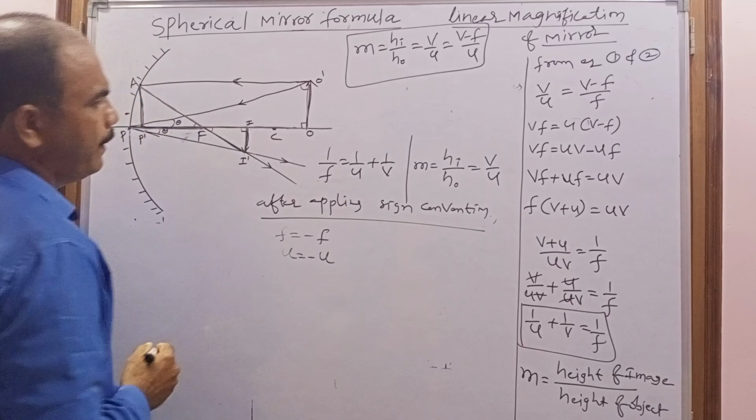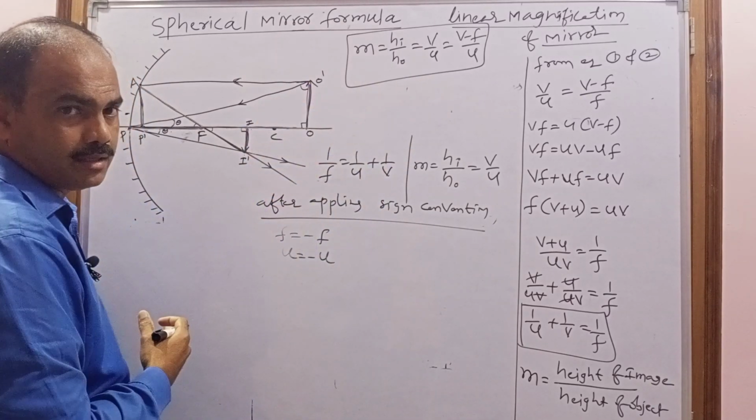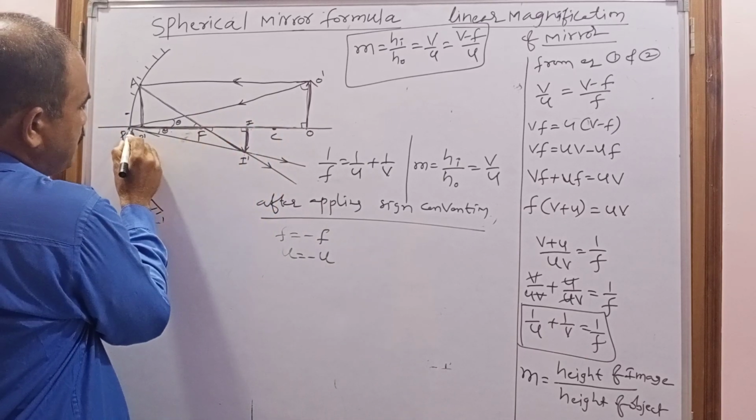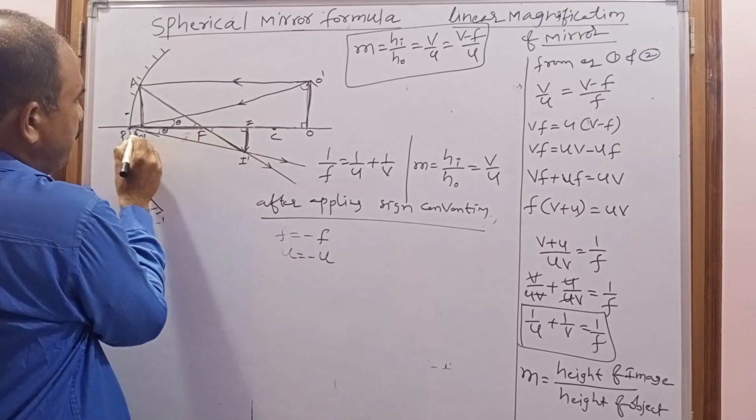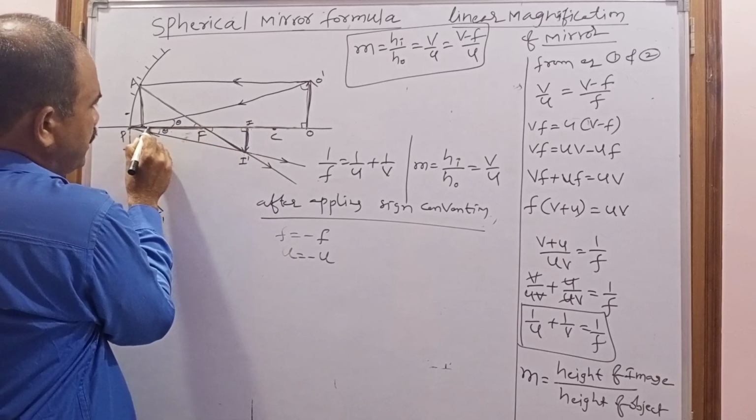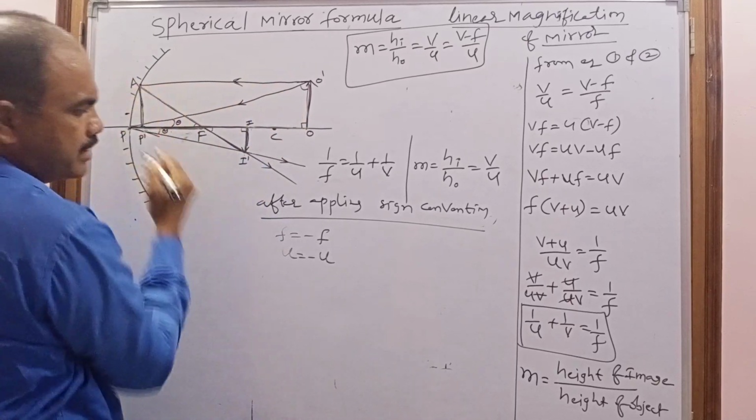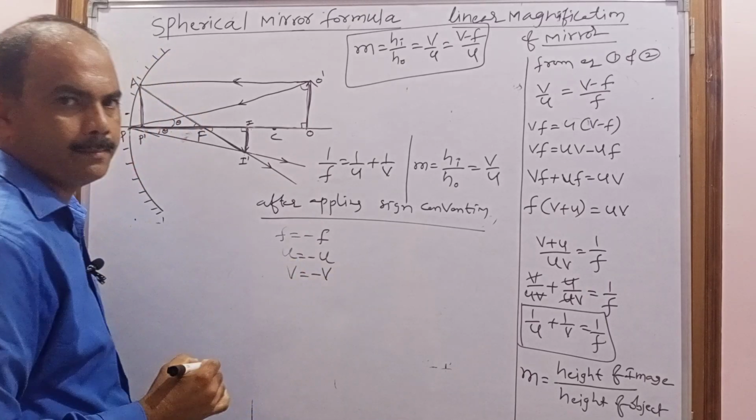And next come to the image distance. In this case, when the object is beyond C, where is the image formed? Here the image is formed. So what is the image distance? The distance from the pole to the image is known as the image distance. When you are measuring the image distance, in this direction you are moving, but the incident ray is in the opposite direction. That's why the image distance v is equal to minus v.